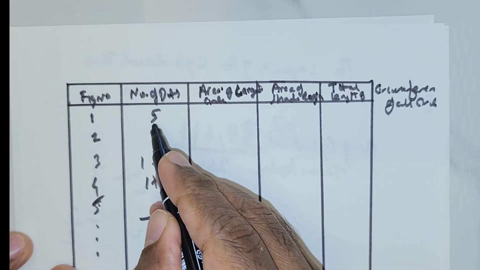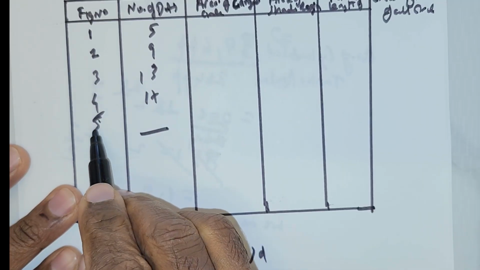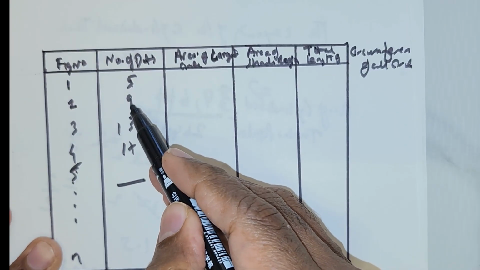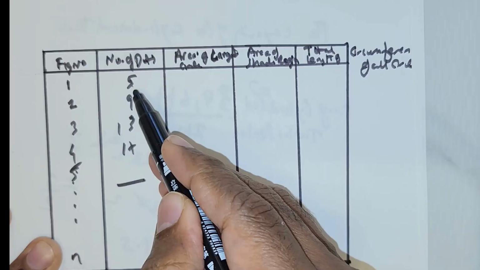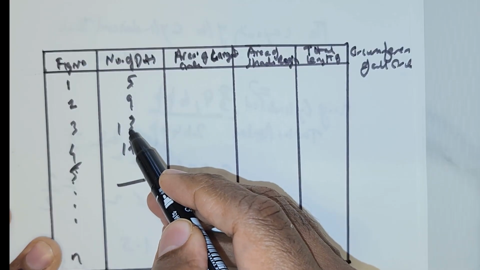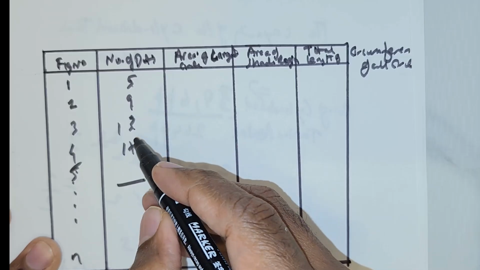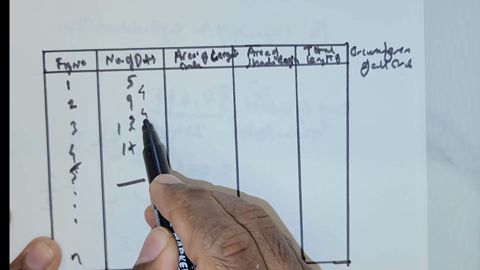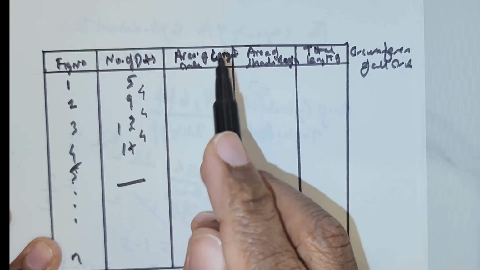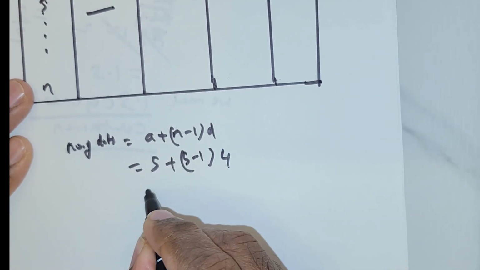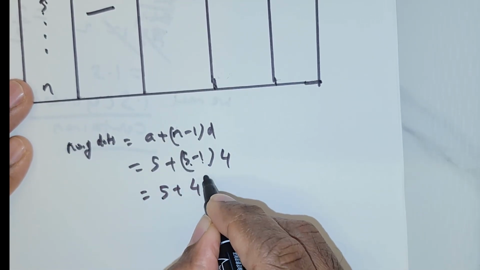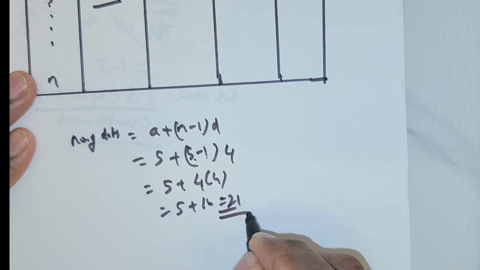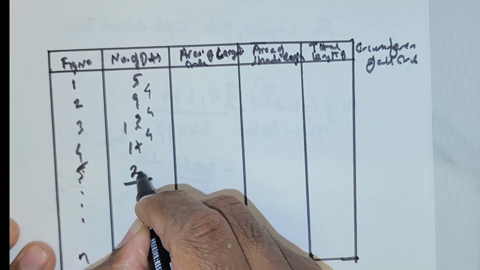So the first value is given here as 5. We have to get the number of dots for figure 5. Now the common difference between 5 and 9 is 4, and between 9 and 13 it is 4, and between 13 and 17 it is 4. See, the common difference is always 4. Do you see that? Okay, so we are going to use that common difference. So this is equal to 5 plus (5 minus 1) multiplied by 4, 5 plus 16, which is nothing but 21. So 21 is your solution here.